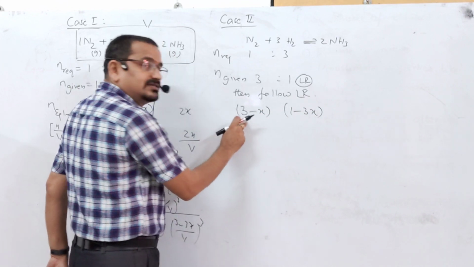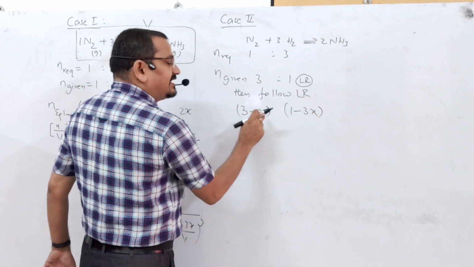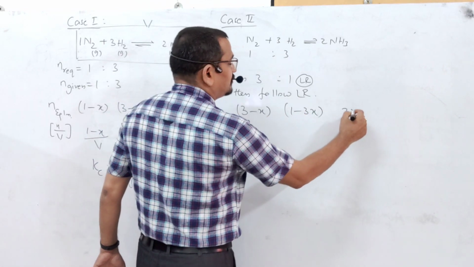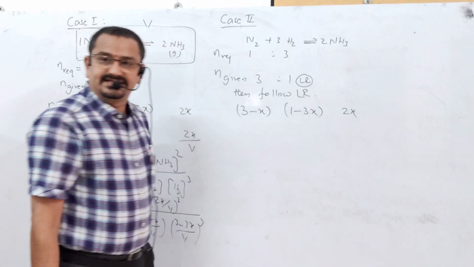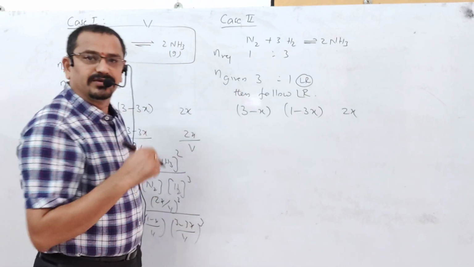Understood? That's why even though this is 3, a very big number, out of 3 only the required x will be contributed for bonding. Again, x and 3x will give 2x, because 1 and 3 are giving 2 moles, so x and 3x will give 2x. Understood? So, the rest of the procedure is quite common.